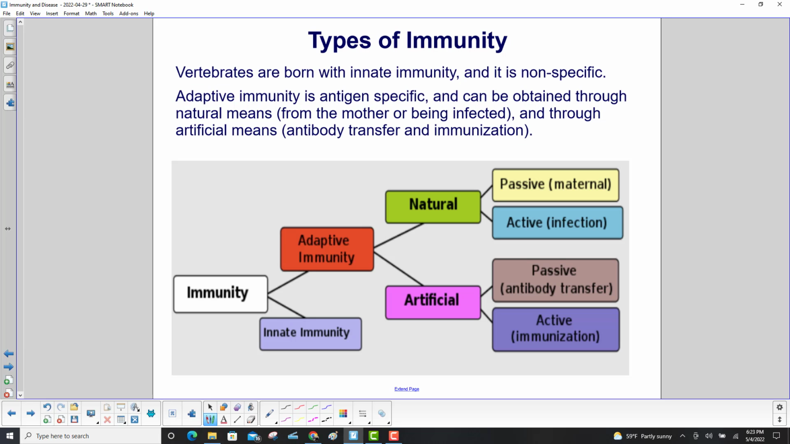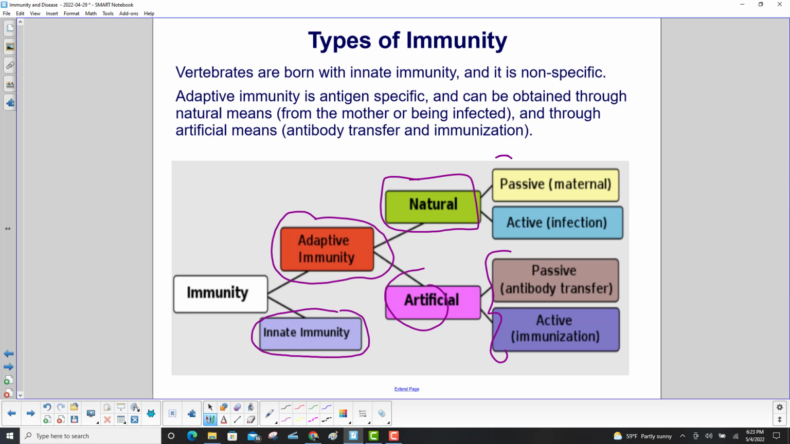So here's our types of immunity that we've gone over. Vertebrates are born with innate immunity, over here, and it is nonspecific. Adaptive immunity is antigen-specific and can be obtained through natural means, through the mother or being infected, and through artificial means, which are antibody transfer and immunization. So here's our artificial, and here is the natural.